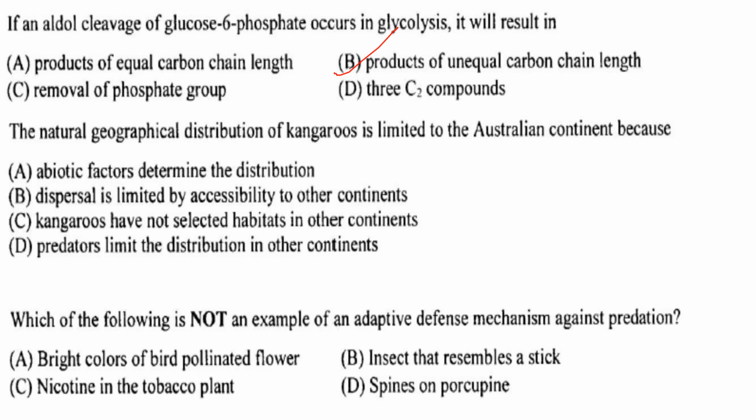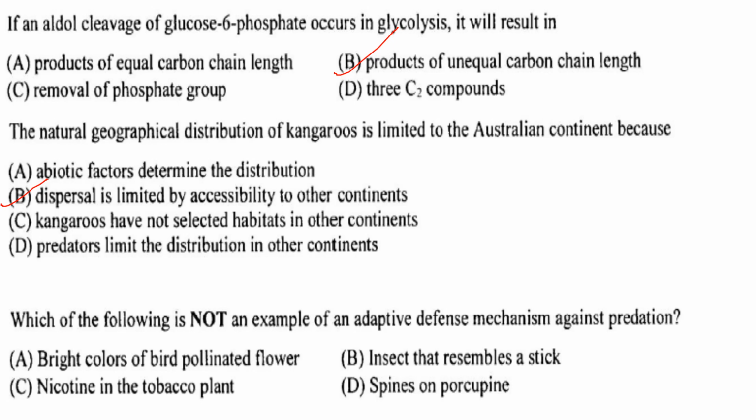Then, the natural geographical distribution of kangaroos is limited to the Australian continent because... Abiotic factors determine distribution. Not only abiotic, certain biotic factors also determine distribution in some cases. Then dispersal is limited by accessibility to other continents. That is correct for kangaroo, because during continental isolation, Australia got separated from other continents and this hindered kangaroo migration. Also, the surrounding oceans prevented kangaroo migration to other continents. So B is correct. Then kangaroos have not selected habitats in other continents. That is also not correct. Predators limit the distribution in other continents. That is also not correct.